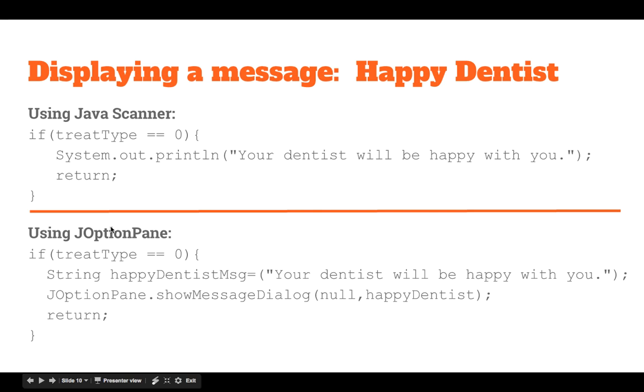So this is what it would look like if we use the JOptionPane. It said, if treat type is equal to zero, string, so I had to create a new variable to hold the message. It was a string variable, and I called the variable happy dentist message. And that message is equal to your dentist will be happy with you. And so then the JOptionPane.showMessageDialog, and then here's the parentheses, and null was the first thing we had to send, and then comma, and then happy dentist message is just the message that I wanted to send, and then I can do my return value after. So let's see how that looks.